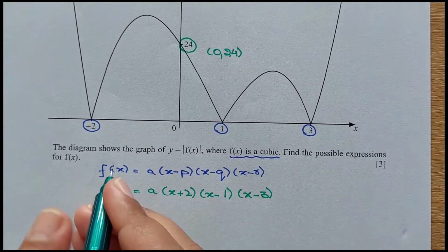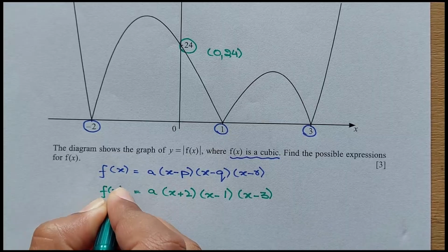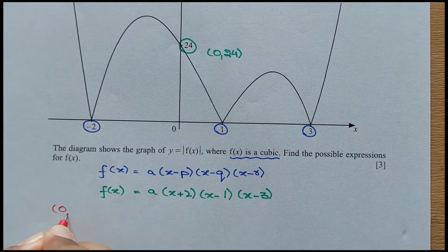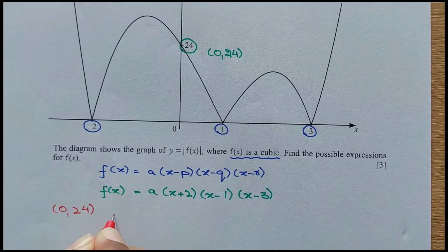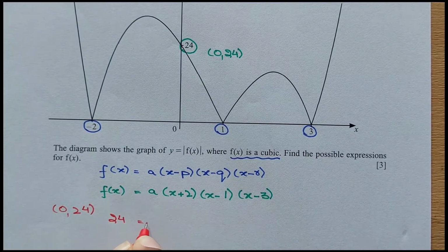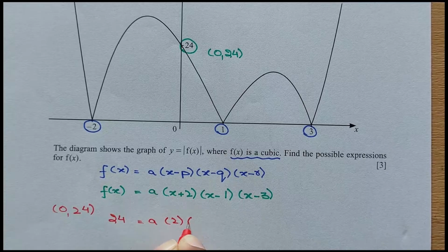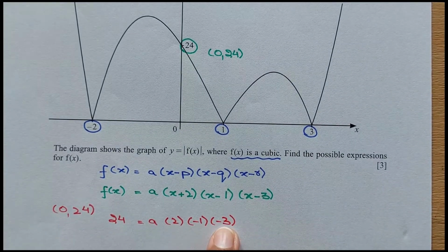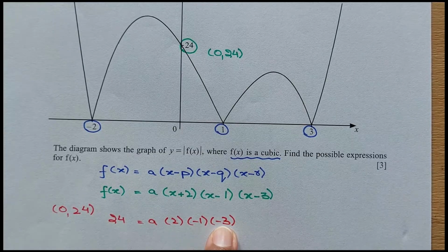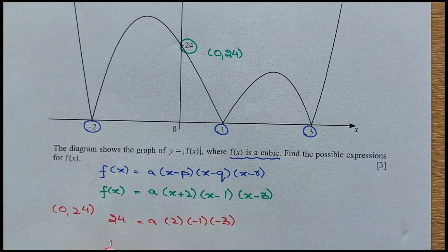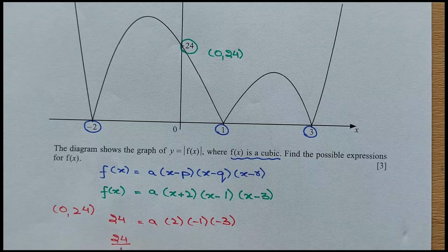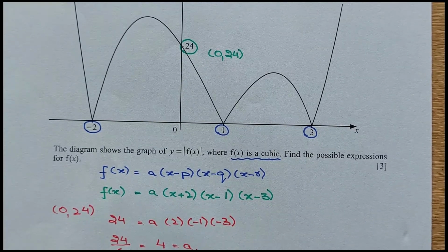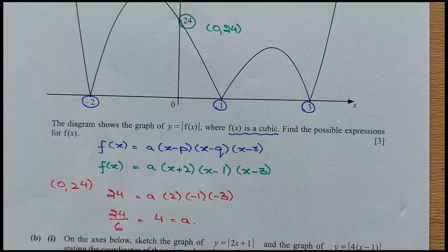So this is f of x, right? So we have 0, 24. F of x is 24 and x is 0. A, here we have 2, minus 1 and minus 3, right? So negative times negative is positive, 1 times 3 is 3 and 2 times 3 is 6. So 24 over 6, and 6 times 4 is 24. That is the a value, right? So we got the a value, that is 4.